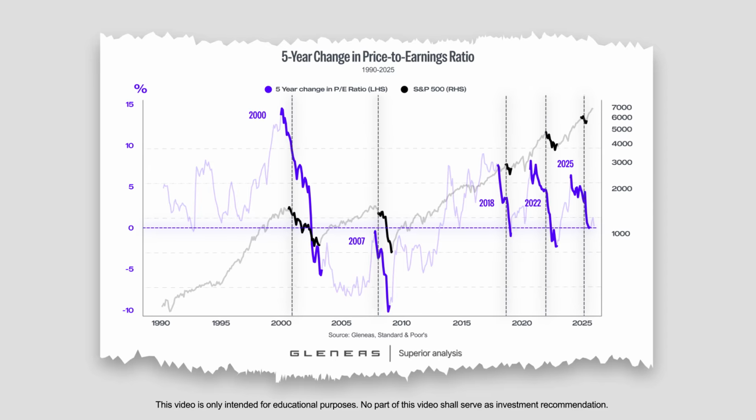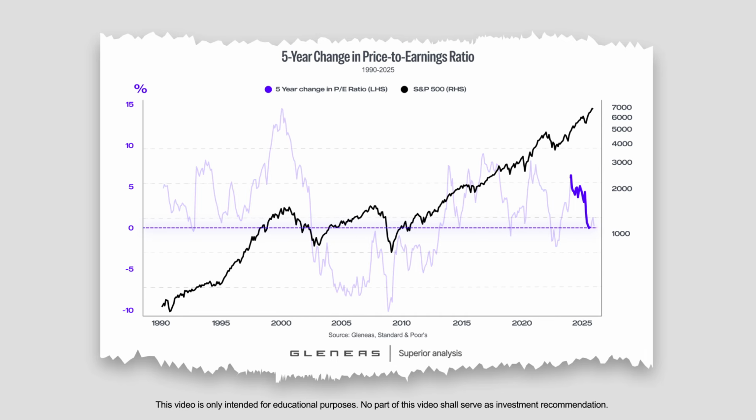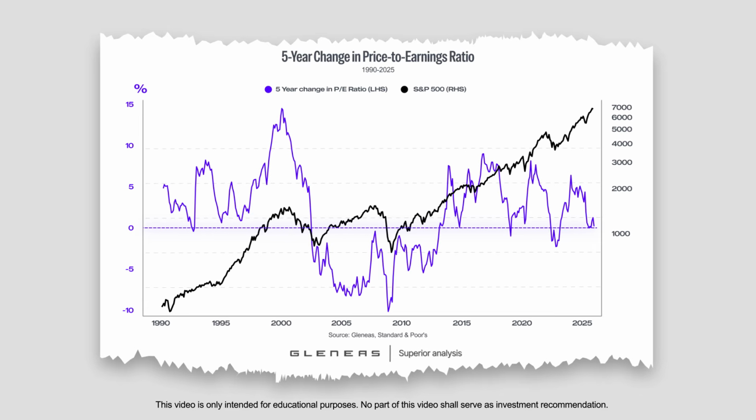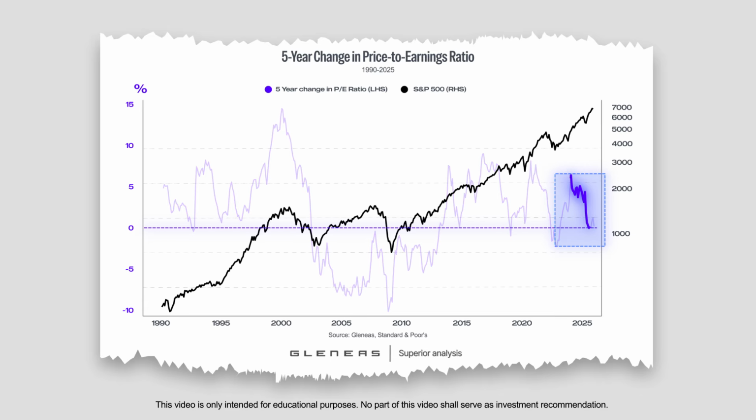That's why the current reading near 0% is so important, even with the forward PE still high, at roughly 22. It tells you valuation expansion has already slowed to a standstill, and from here the market needs earnings to do most of the work. In our view, this is actually a very positive sign for the year of 2026, or at least the next few months ahead.